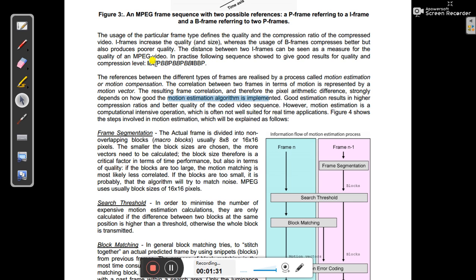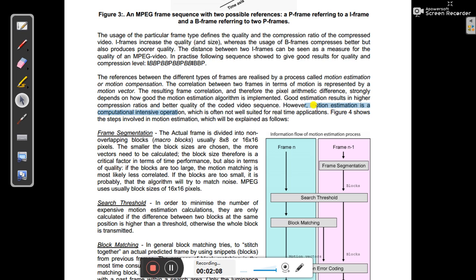So we need to correlate the data among the frames so that things can be compressed and decompressed as per requirement. That is why the resulting frame correlation, and therefore the pixel arithmetic difference, strongly depends on how good the motion estimation algorithm is implemented. Good estimation results in higher compression ratios and better quality of the coded video sequence. However, motion estimation is a computationally intensive operation.